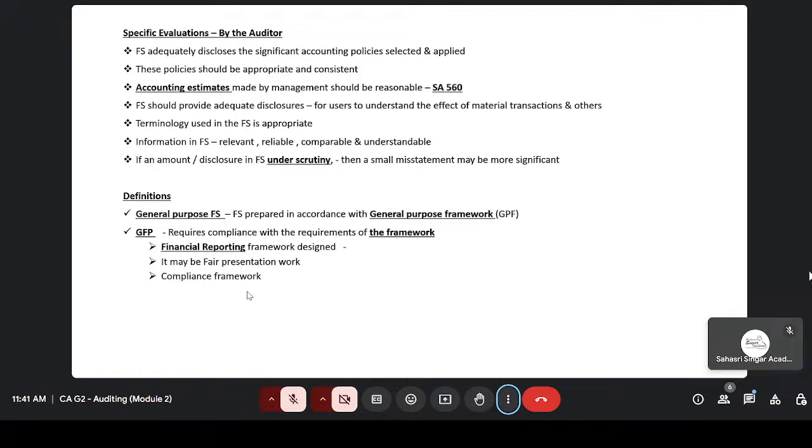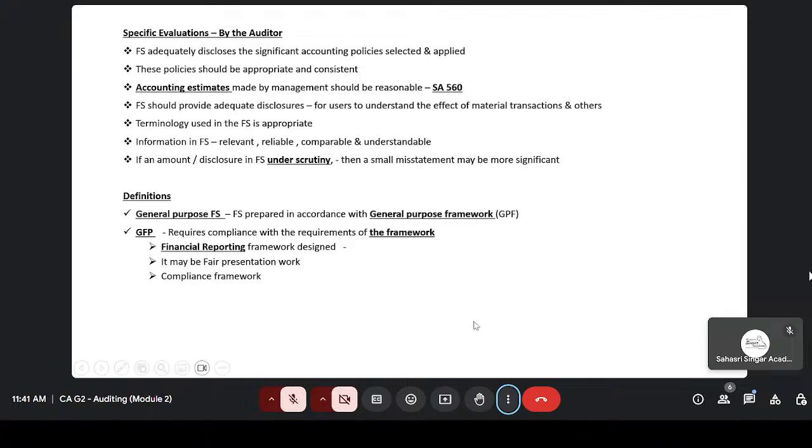As I say, you have to evaluate the financial statements and ensure that disclosures are certain, applied properly and adequately disclosed. These policies should be appropriate and consistent, because when the financial statements are prepared, it is done by the AS only. So last year, if you followed one depreciation method, this year also you should follow the same method consistently. Then see that the accounting estimates made by the management should be reasonable as per SA 560. Financial statements should provide adequate disclosure for users to understand any material transactions. So wherever anything is critical, you have to give proper disclosure in the notes to accounts. See, disclosures are there.